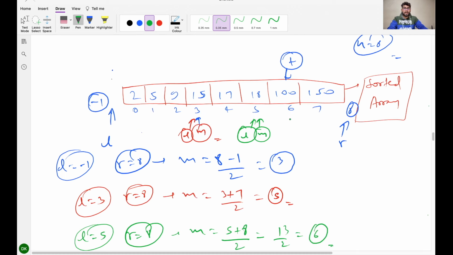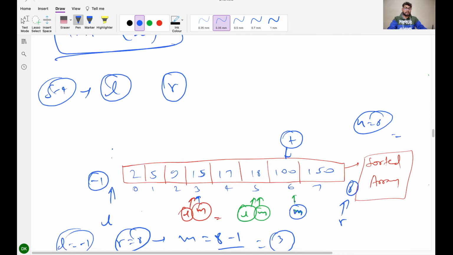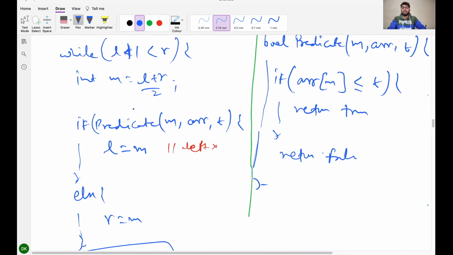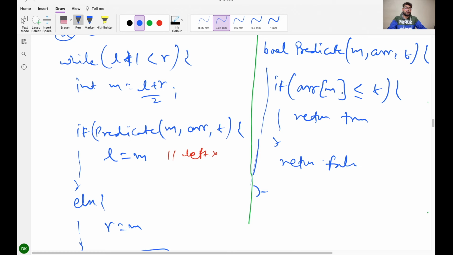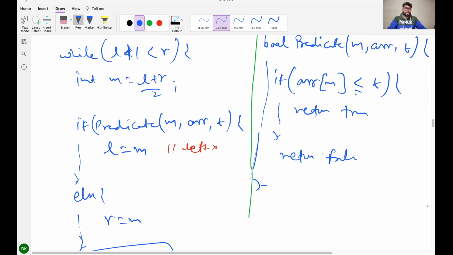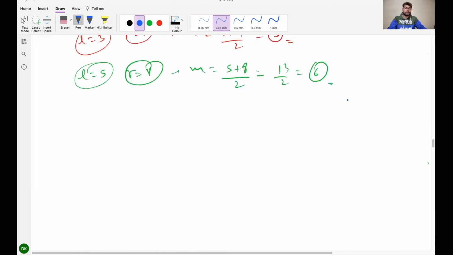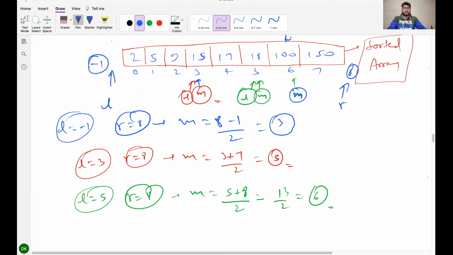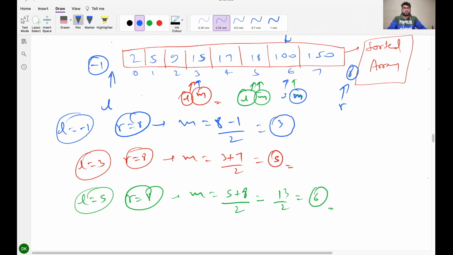Okay, at this time my M is here. After getting the index M, I call the predicate function, and in the predicate function I check if my current element is less than or equal to T, that is our targeted element, and if it is, then again I ignore the left part and update my L, that is L equal to M.